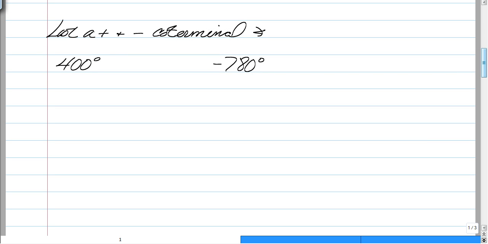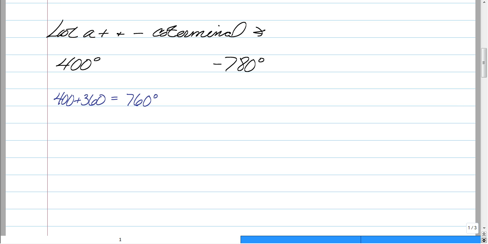So now we're going to list a positive and a negative coterminal angle. To do that, you have infinite correct solutions. All you need to do is add or subtract 360 degrees to the angle that's given. So here's 400. Here's a positive one. You just take 400 and you can add 360 degrees and you get 760 degrees. That is one example of a positive coterminal angle.